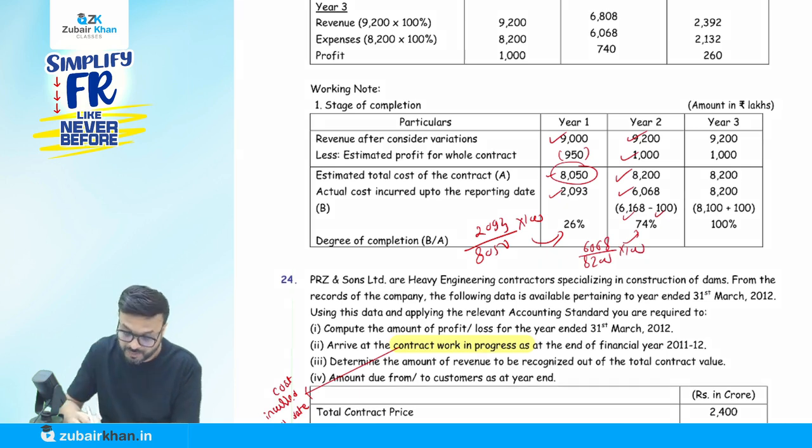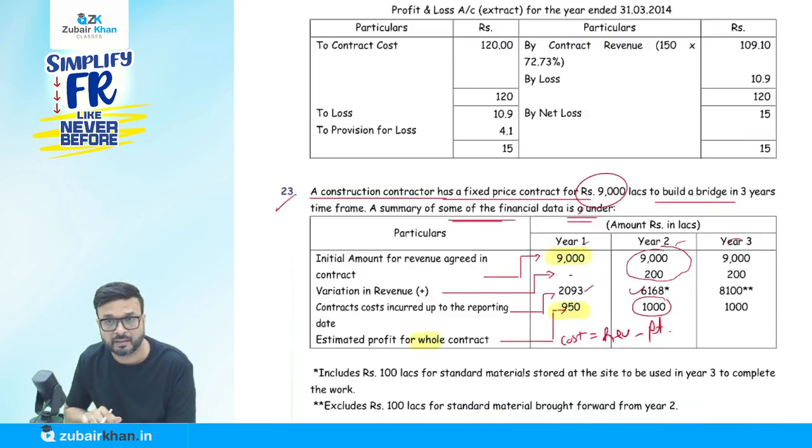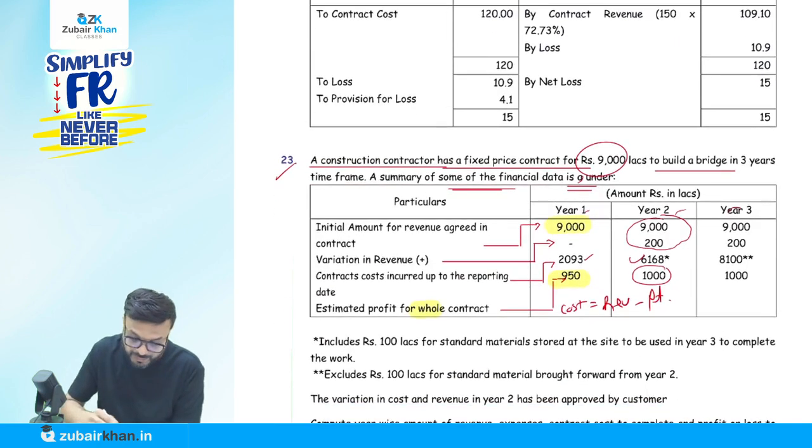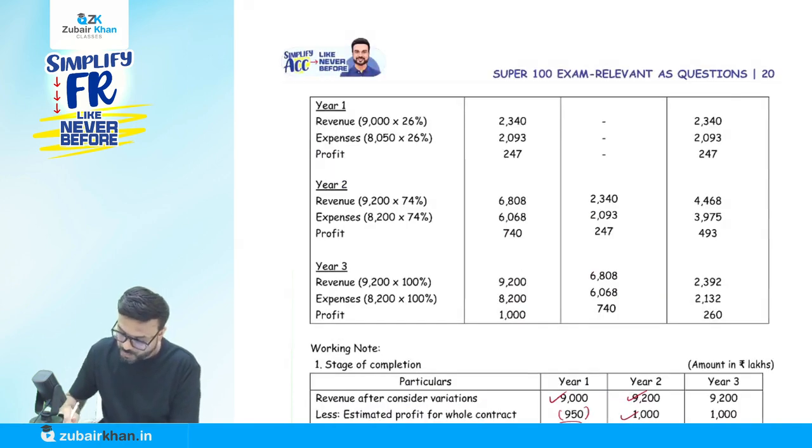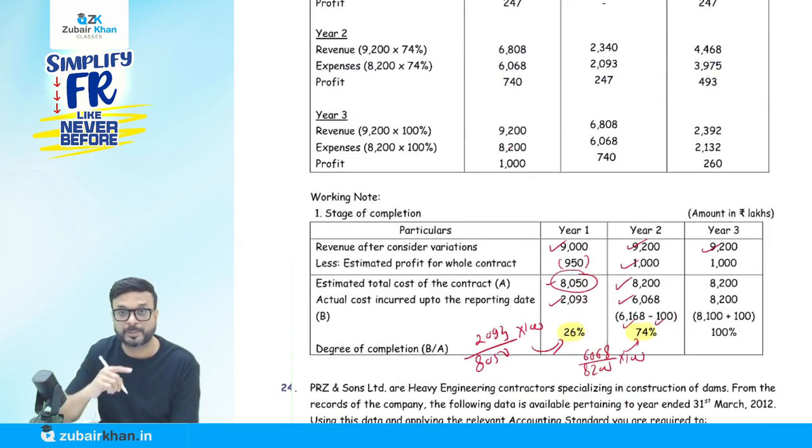That is coming how much is 74%? Okay, now I'm coming to the third year. What is the third year? When I come to the third year, the total revenue that we are expecting is 9,000 plus 200, that is coming to 9,200. Total profit we're expecting for the whole contract in the third year is 1,000.